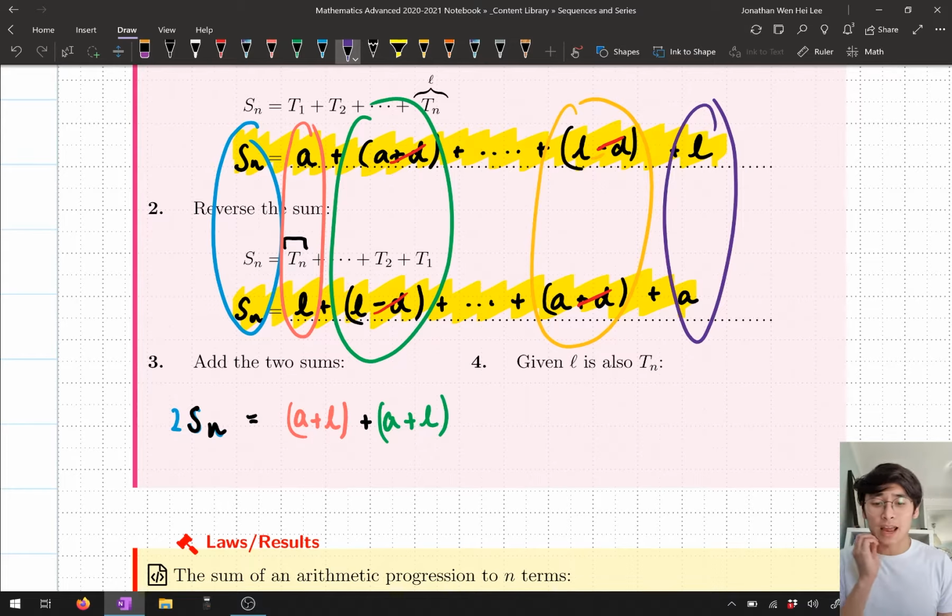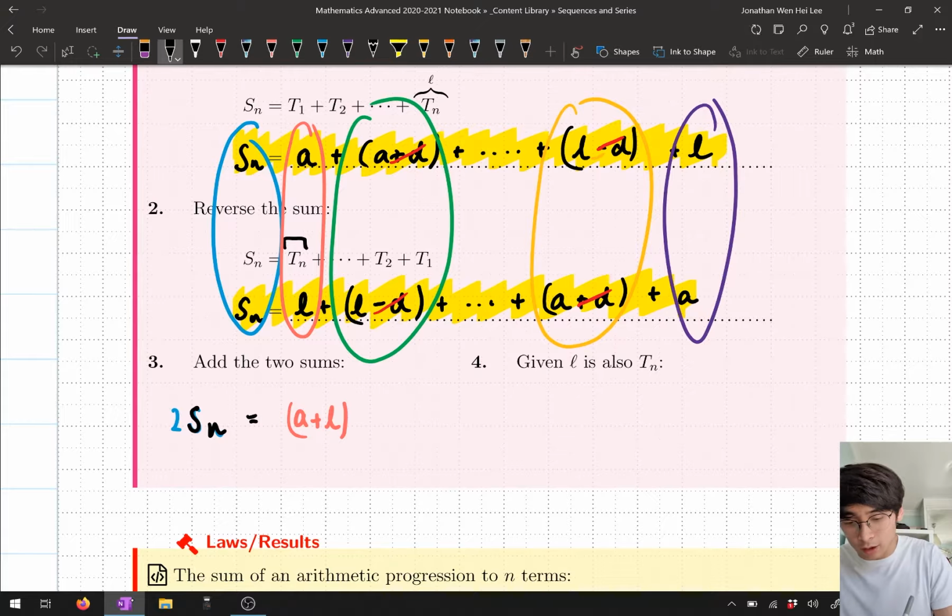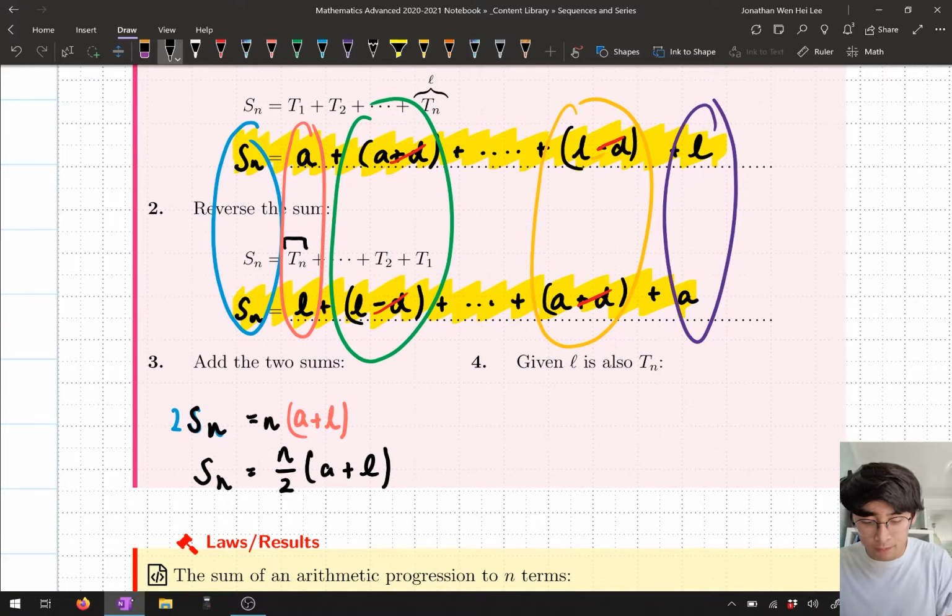And how many times does this happen? Well, in my sequence there were n terms, so this is going to happen n times. And so I'm just going to write this as n lots of A plus L, because each time we pair this up, we just get A plus L. If I simplify this, Sn is just equal to n divided by 2, by moving that 2 over, times A plus L.